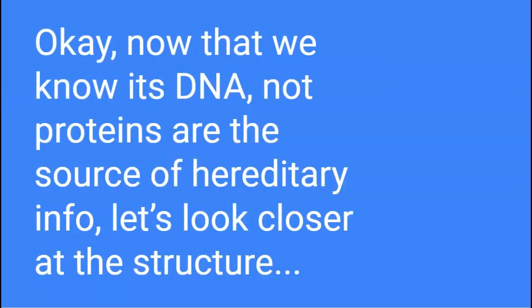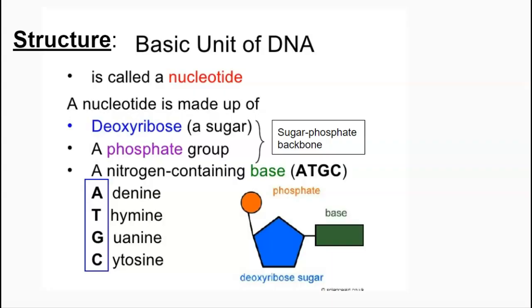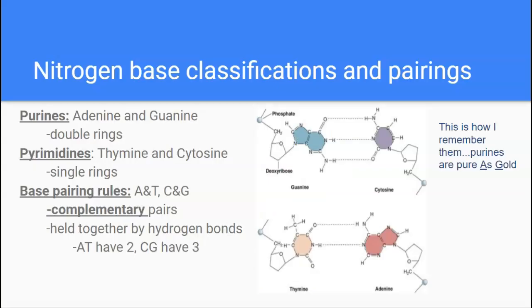Okay, so let's do a quick review of the structure of DNA. We've got a nucleotide. Here's a nucleotide right here. All DNA nucleotides have a deoxyribose sugar. It looks like this general shape. It's got a phosphate, and then it's got one of four nitrogen bases, A, T, G, or C. And so hopefully you remember that A goes with T and C goes with G.